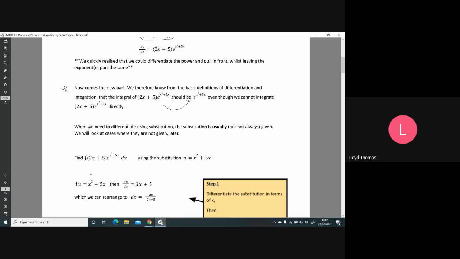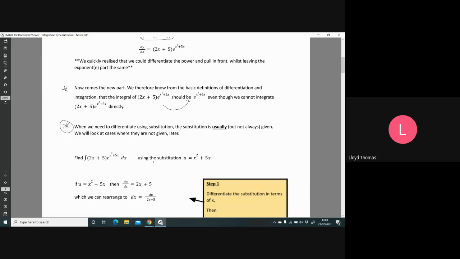Okay, so this part is important, this sentence here. It says, when we need to differentiate using substitution, the substitution is usually given in the question. Now, when we are doing the chain rule, you can choose a substitution yourself. It's usually quite obvious because it's just the difficult thing. However, when it is integration, the substitution is not always obvious.